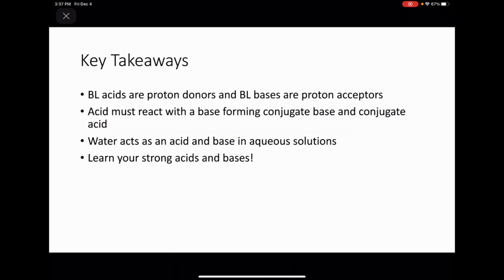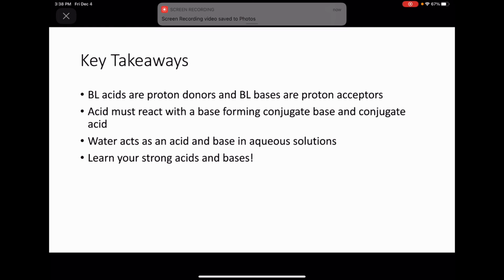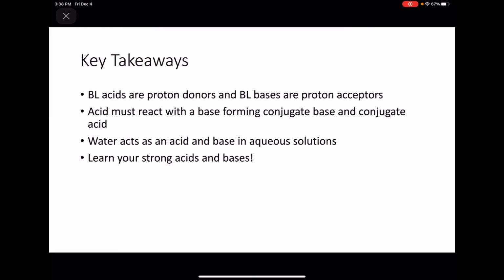And lastly, we are left with our key takeaways from this video. So we've defined Bronsted-Lowry acids as proton donors, Bronsted-Lowry bases as proton acceptors. So we know an acid-base reaction is acid plus base gives us conjugate base and conjugate acid. We also learned water can act like both. And it's very important that we learn the acid conjugate base and base conjugate acid pairs, because then we can predict all of our reactions. And you need to learn or memorize your strong acids and bases.